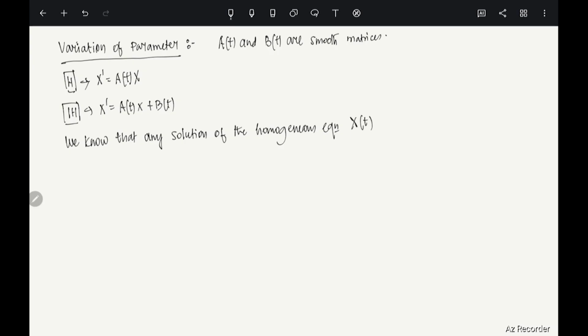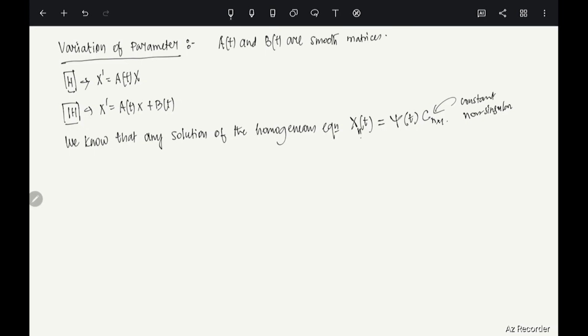x_h, meaning x homogeneous, is nothing but a fundamental matrix, let's say psi of t, times a constant c. Sorry, this c is a constant n cross 1 vector. This is a solution, right? It is not a fundamental matrix anymore, it is a solution. So that will be the fundamental matrix times a constant.